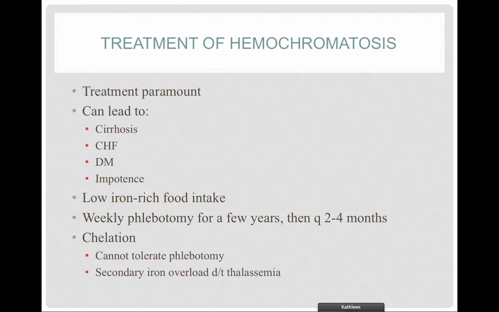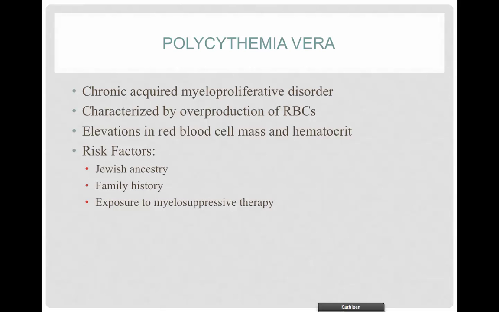We want to make sure that they have low iron rich food. They will require phlebotomy for the first few years, and then every 2 to 4 months. And chelation, if they cannot tolerate phlebotomy, and oftentimes the chelation is secondary iron overload related to thalassemia. So you have to watch that as well, make sure that's not a diagnosis.